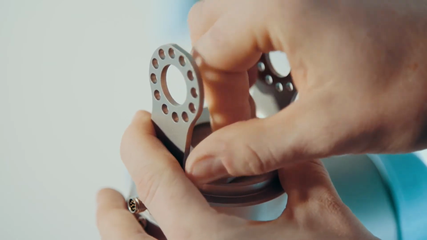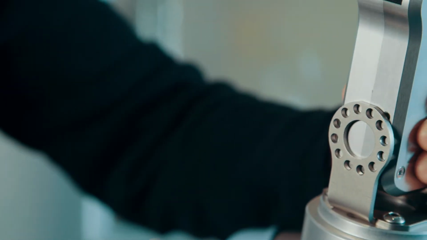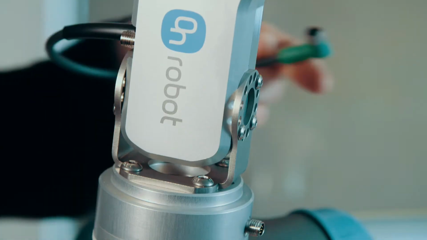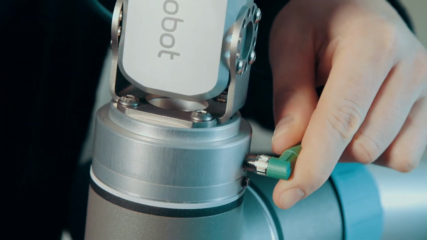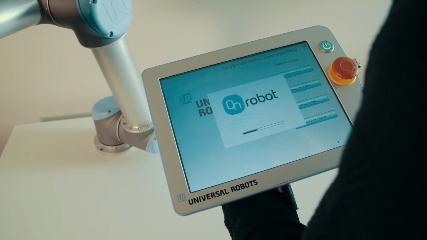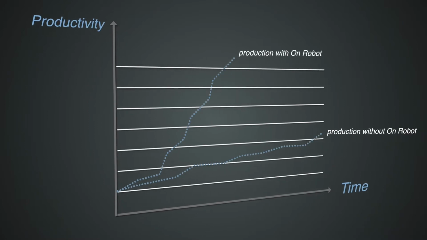We have eliminated all the traditional complexity and hassle, such as compressed air, signal and power cables, and external installation kits. The OnRobot RG2 gripper is the only true plug-and-play gripper. But customers are not here to play, so we have designed it for you to plug and produce.